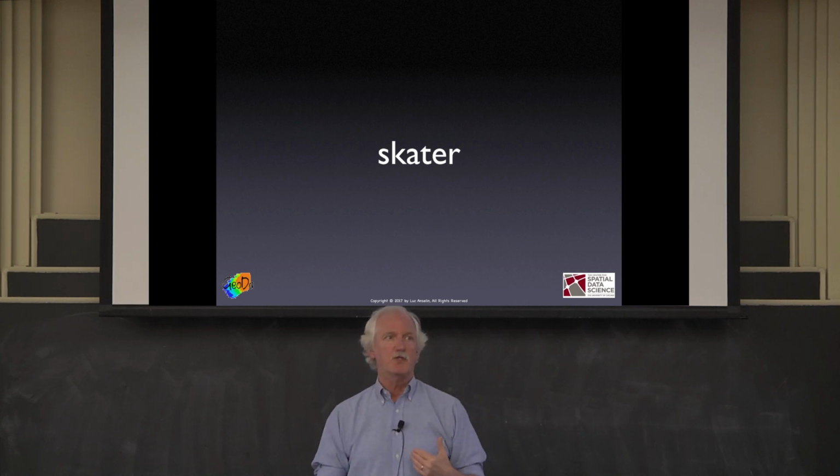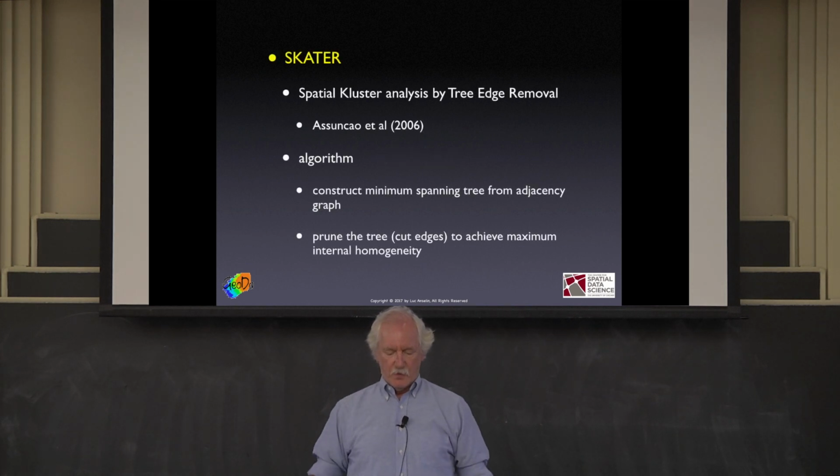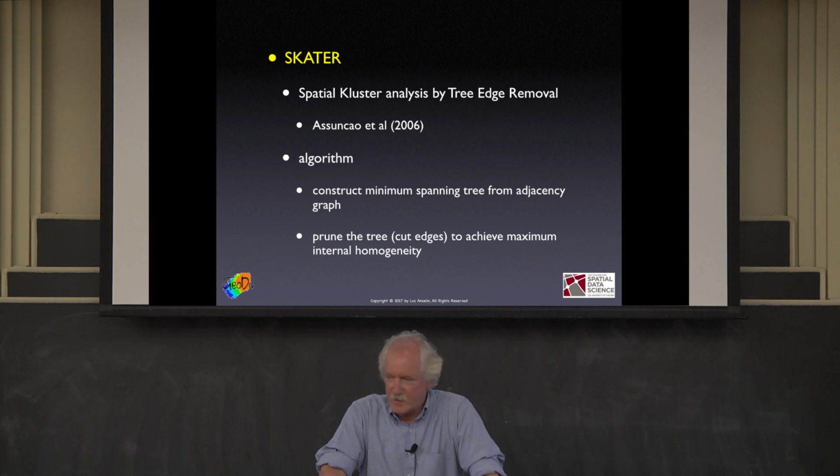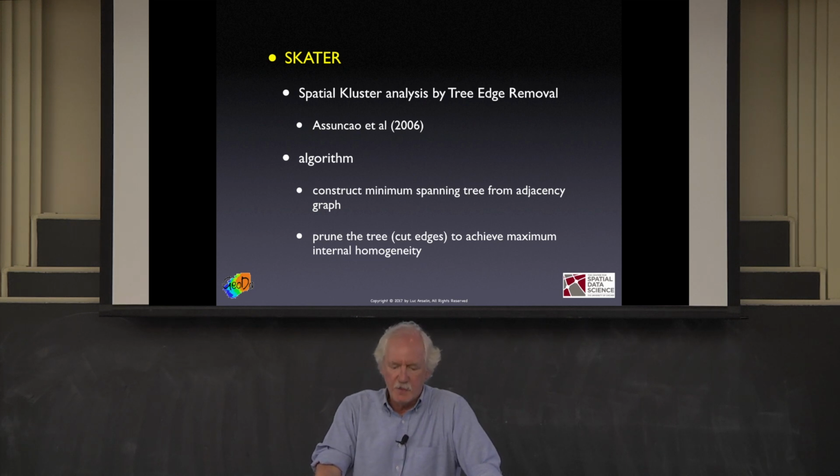So then the next approaches are examples of heuristics. They're reasonable. We cannot prove that they actually give us the best solution, but they give us good solutions. So SKATER, don't ask me why the K is in there, but that's the title of the paper, Spatial Cluster Analysis by Tree Edge Removal, with cluster written with a K. And it's really based on a graph theoretical approach towards the problem, which is what a lot of the heuristics are based on.